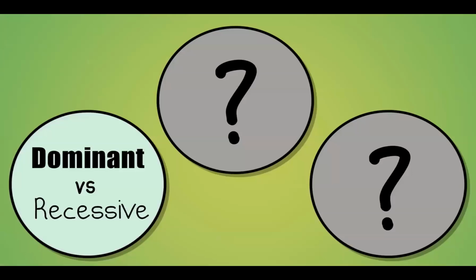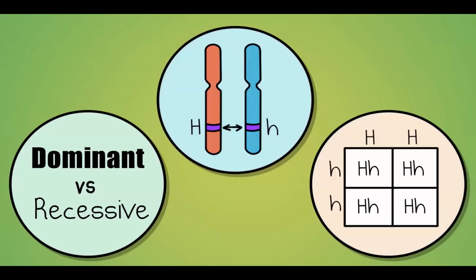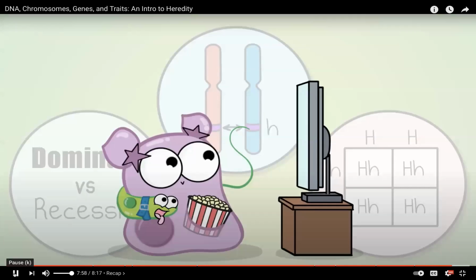So this may bring up more questions now, like where do dominant and recessive traits come in? What about alleles, and how do you arrange those around a Punnett square? Well, you can explore those concepts and more in our heredity playlist.